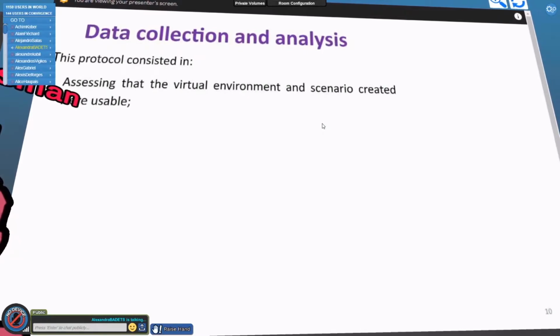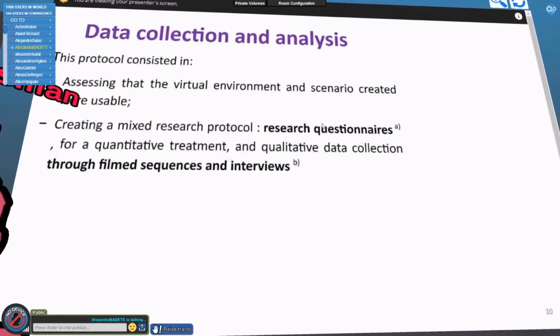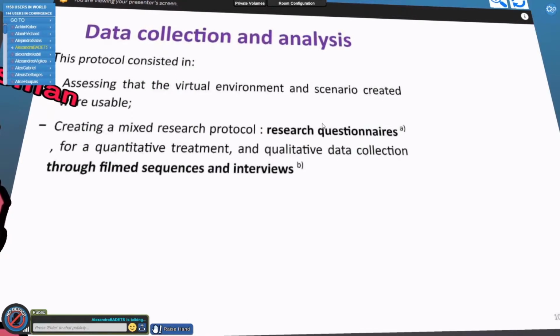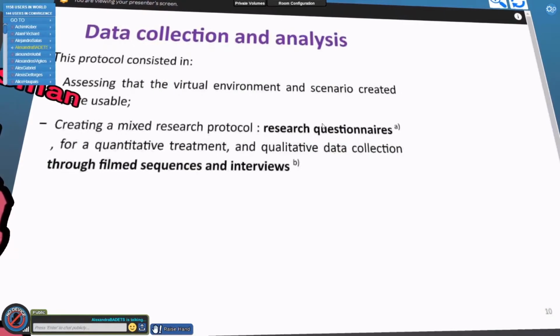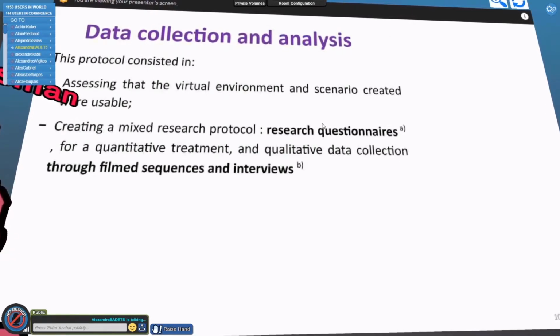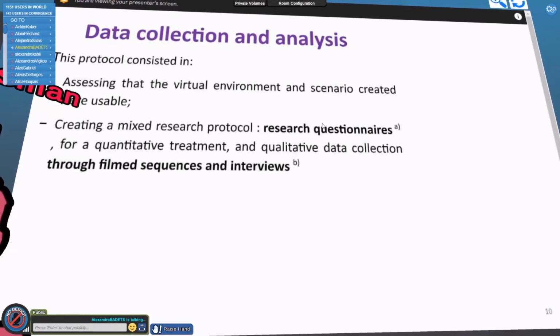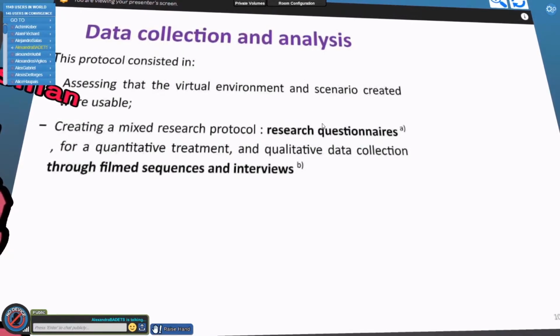The next step was to create a mixed research protocol. So we conceived research questionnaires for a quantitative treatment, and these questionnaires included an evaluation of students' performance that was based on the previous causal diagram, and also a qualitative data collection through filmed sequences and interviews. So the physical and VR workstations were all equipped with cameras and microphones.